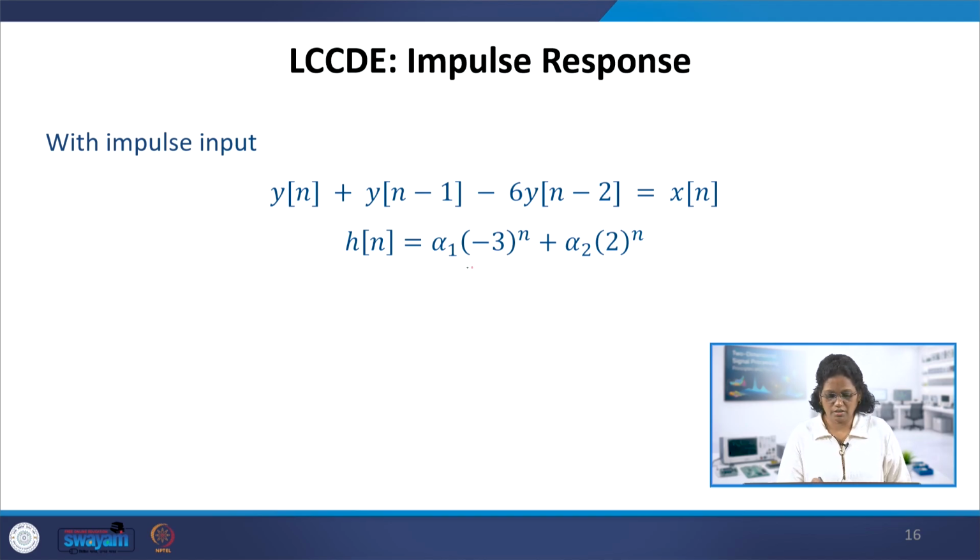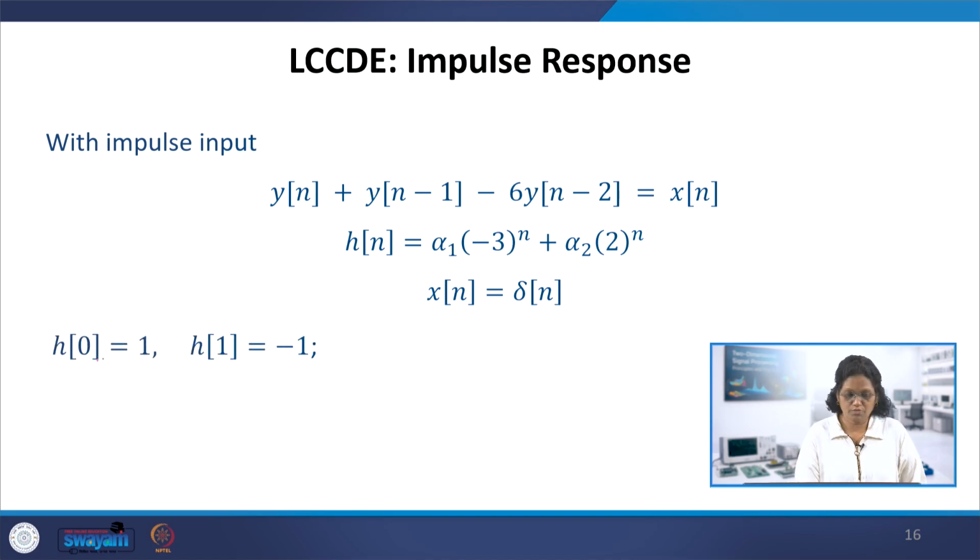We will not consider the initial conditions in this case, in this impulse response. So, now if x of n, what is x of n? It is del of n. So, the complementary solution is obtained. After that, this x of n is going to be the input. Now, we get h of 0 from this. Okay. So, h of 0 is 1 and h of 1 is minus 1.